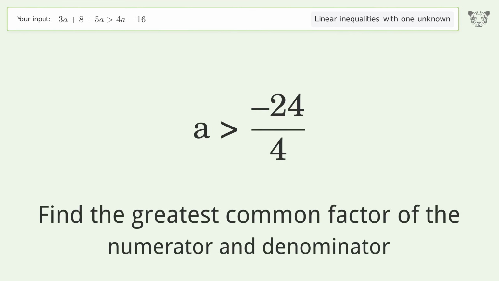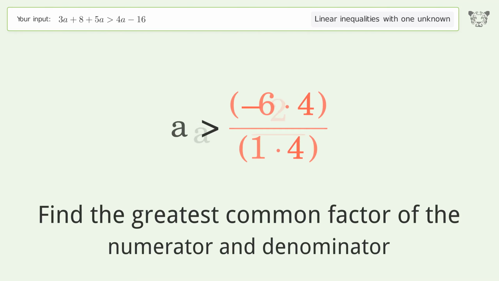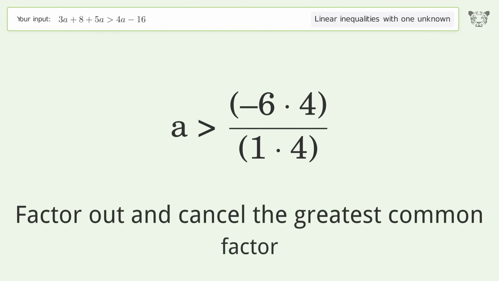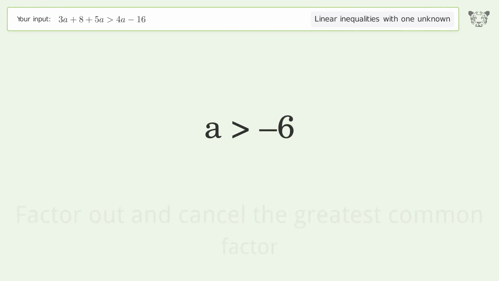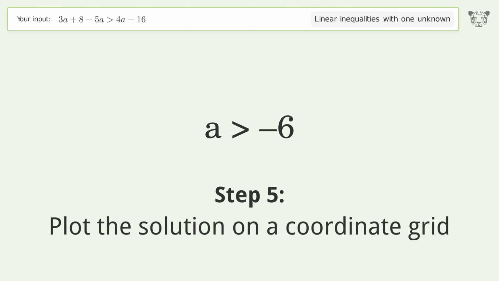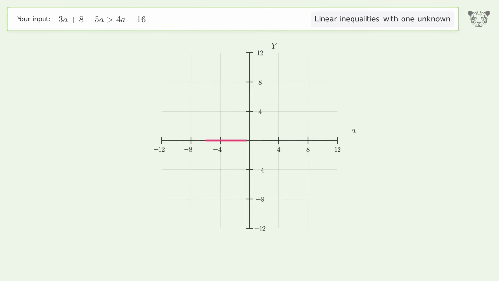Find the greatest common factor of the numerator and denominator. Factor out and cancel the greatest common factor. Plot the solution on a coordinate grid. And so the final result is a greater than -6.